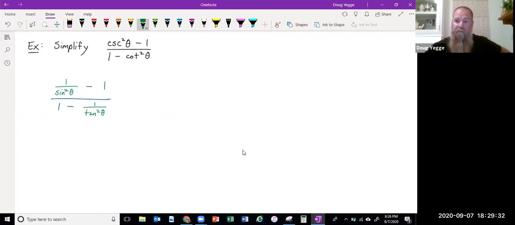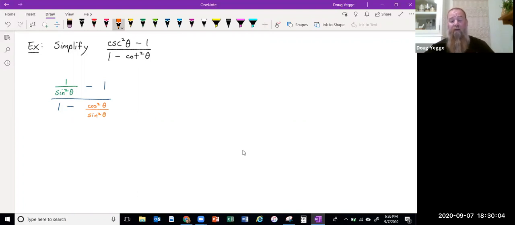Now, even though that's possible, and I can continue to work with it in the way that it looks, it might be easier for us to change into sines and cosines instead. So instead of changing it into 1 over tangent squared theta, perhaps we chose to use a quotient identity where I could rewrite cotangent theta as cosine theta over sine theta, which means that I now have cosine squared theta over sine squared theta.